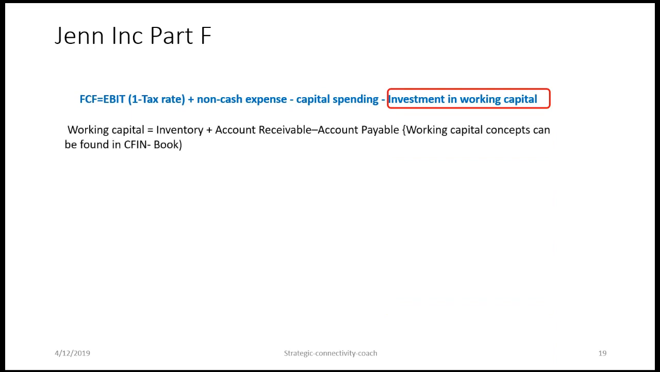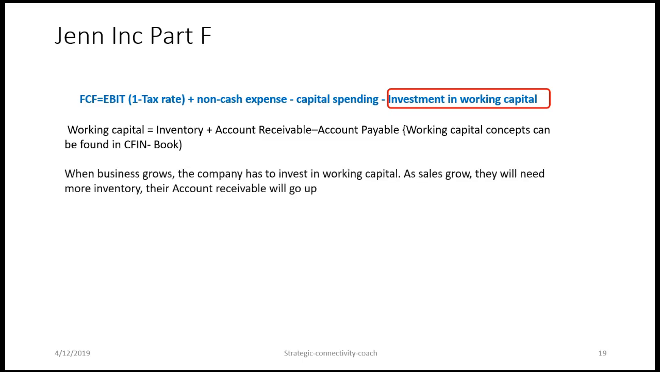Working capital is the inventory plus accounts receivable minus accounts payable. And again, in the corporate finance book, they talk about it in detail, and I know this was also covered when you took the managerial accounting course, MBA 633. So those are the three pieces of the working capital. Now, in terms of forecasting, how do we come up with what the future working capital will be?